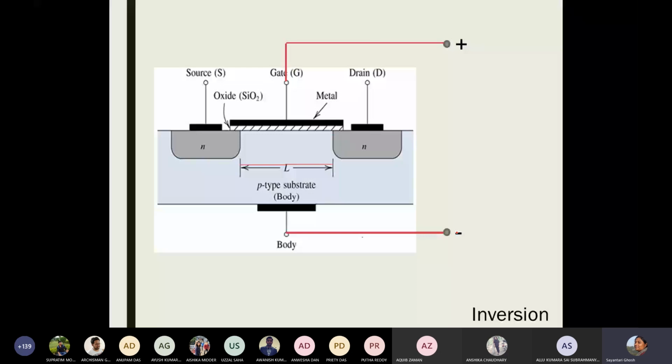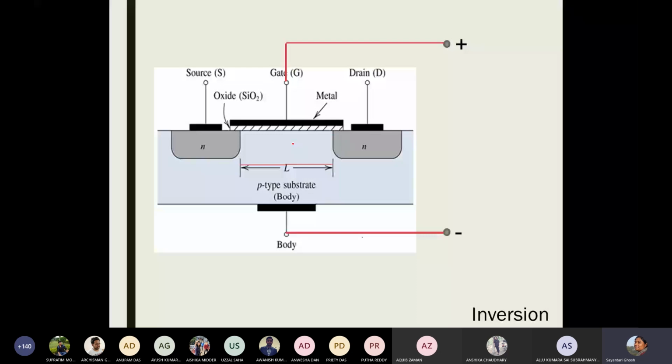If I have a scenario like this, then what will happen? A current will try to flow in the circuit because you have attached a battery here. But we have an insulator layer sitting in between. That means current cannot flow. Because I have an insulator sitting in between, the current cannot flow.